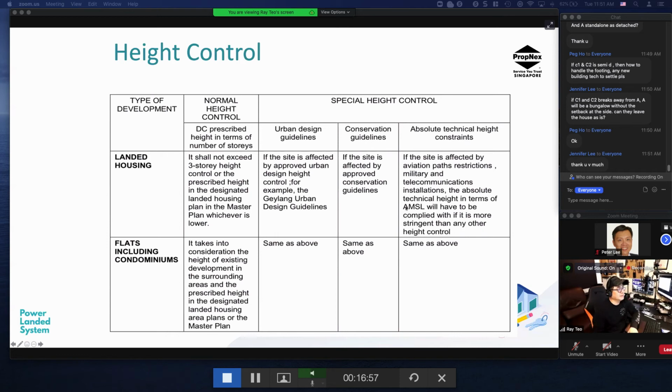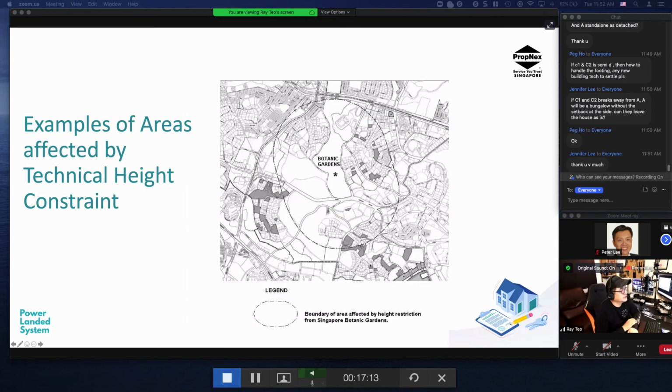Okay, like AMSL. What is AMSL? Average mean sea level. So it's not the absolute technical height constraint measured from the road level, but from sea level. From sea level. Okay, for example, like Botanic Garden.